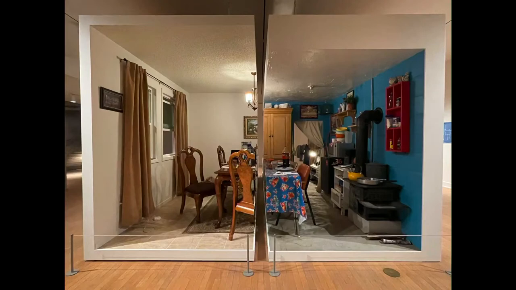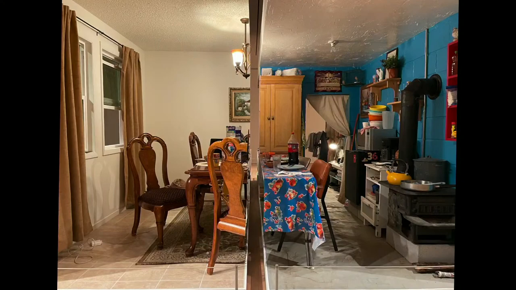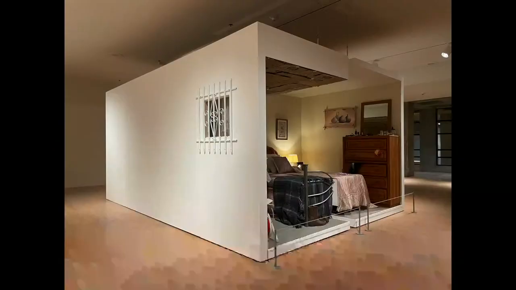And for me, it was a really interesting project to think about how we bring these two worlds together and understand loss and separation, but also bringing this kind of loss and separation and division into a similar space at the same time. And so one side is a kitchen space and the other side is a bedroom space.